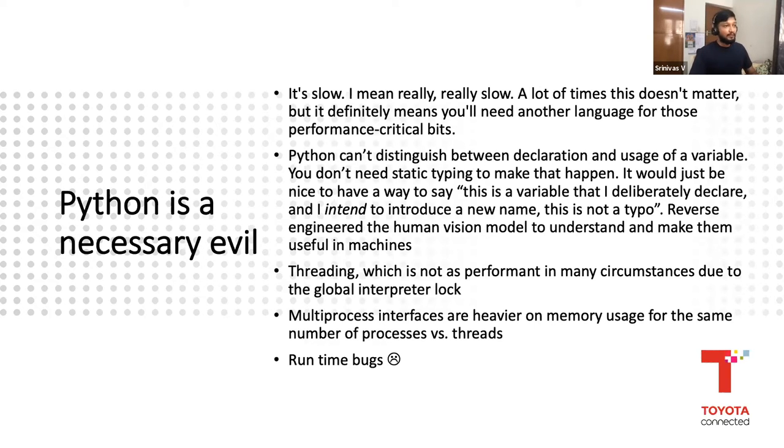But the problem is, you don't need static typing to implement declaration and usage separately. But declaration and usage are just the same thing in Python, which makes it really hard to use these things. And then it's a runtime language. One, it's slow, and the other thing is there is no concept of compilation here. So the biggest thing is only if you run the application will you know the bugs.